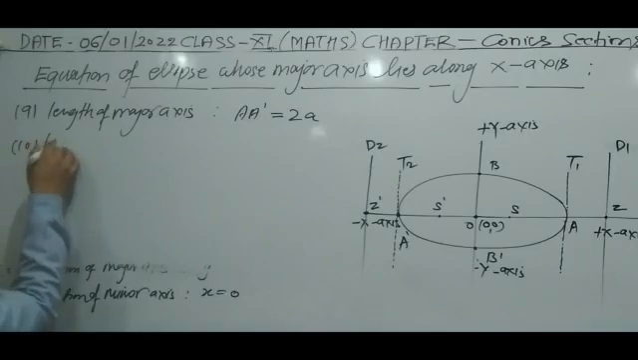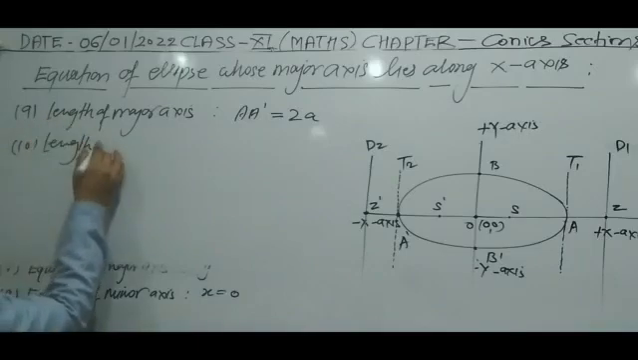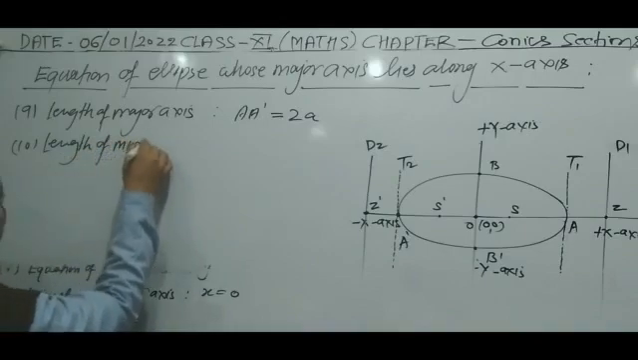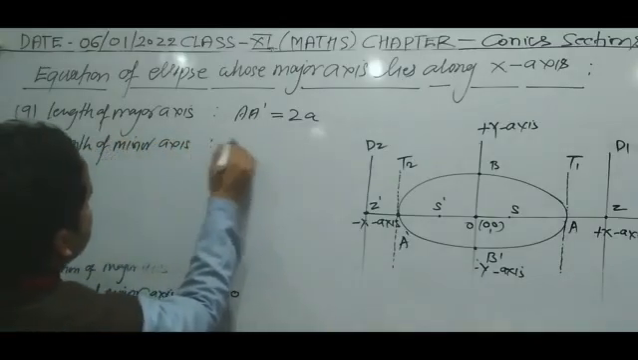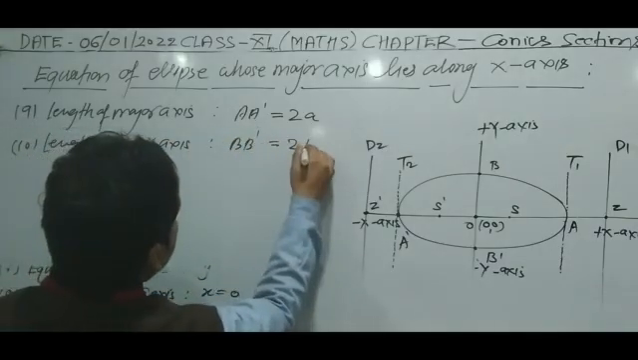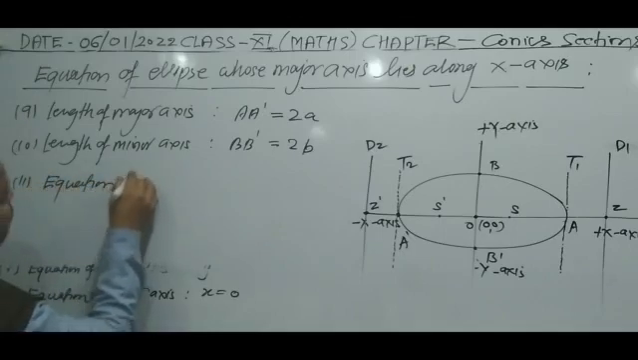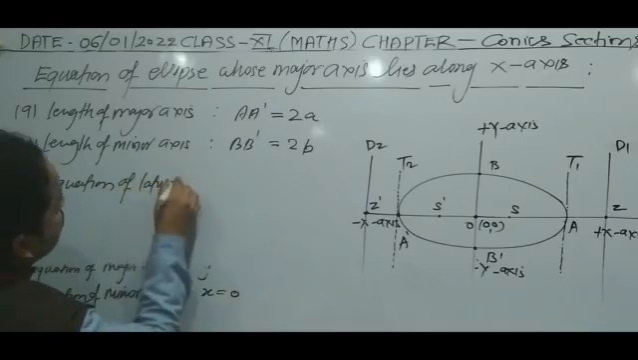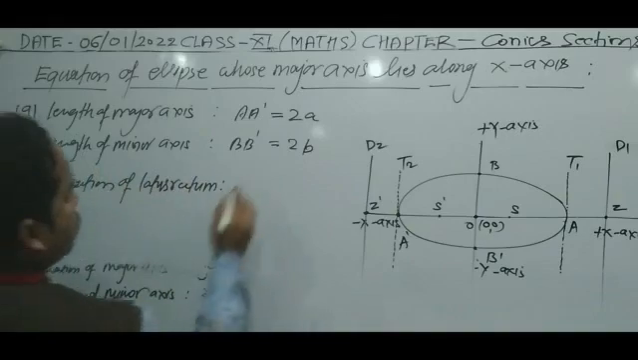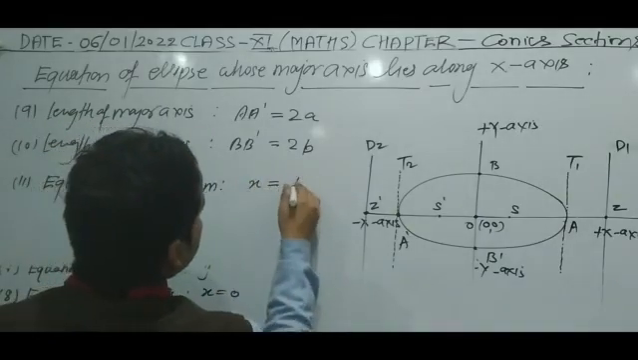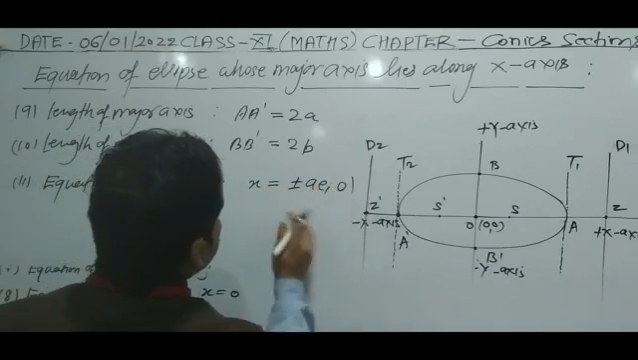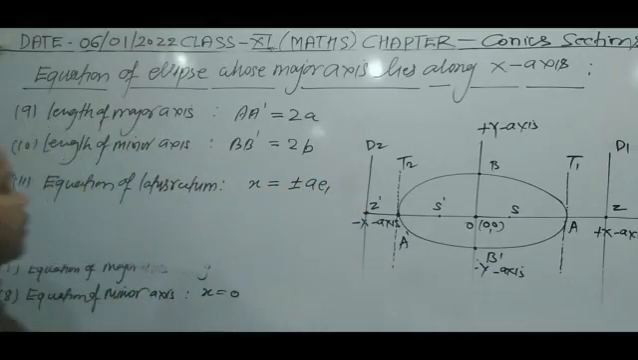Now 10th is the length of minor axis, B B dash is equal to 2b, and 11th is the equation of latus rectum, that is x is equal to plus minus ae.